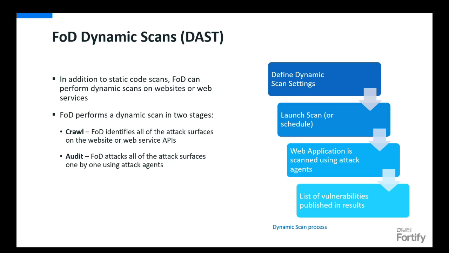The way it works is it will crawl the web application looking for attack surfaces. That web application, by the way, could be a website, or it could be web service APIs. Now, how the web service API scan works is beyond the scope of this video, but you can read about that in some of our documentation. Having identified those attack surfaces, for each of those, it identifies suitable agents to use to attack them. And then in the audit stage, it basically performs the attacks one by one.